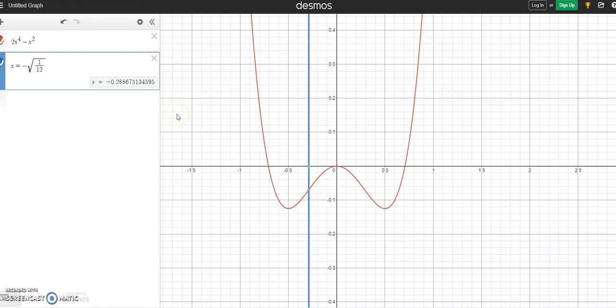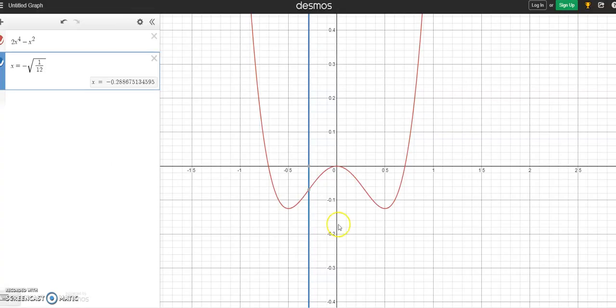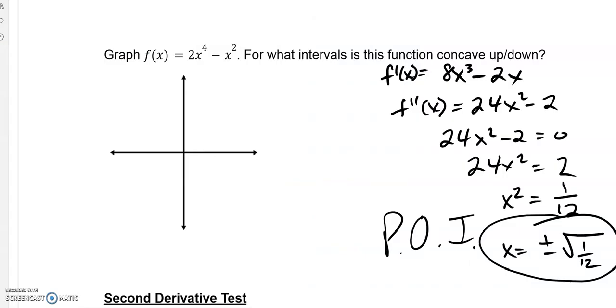Okay, so those are your points of inflection for that particular graph. And so your graph should look something like this with those points of inflection. And then also you would say that it's concave up because it's asking for what intervals, right? Is it going to be concave up or concave down?